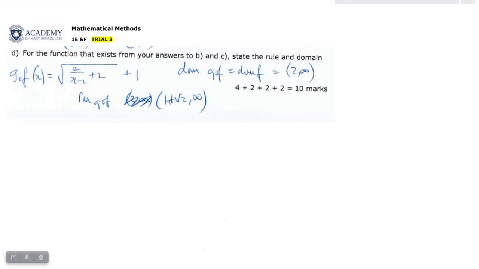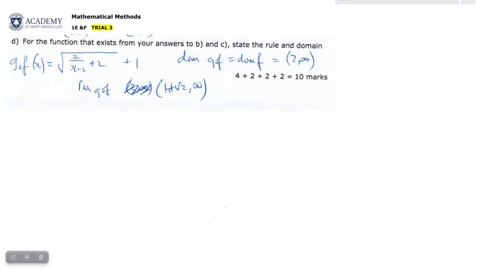This is for Year 12 Methods. We're going to look at Trial 3, a question from it. It's to do with getting the range of a composite function when you have no idea what it looks like.